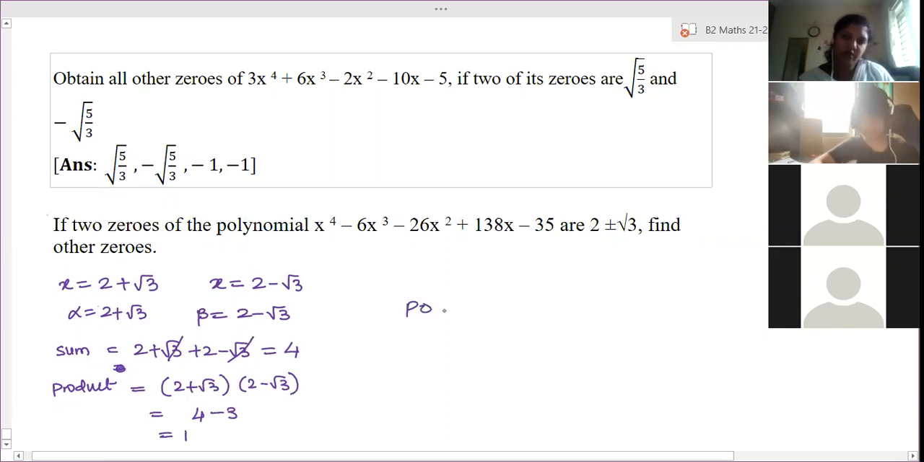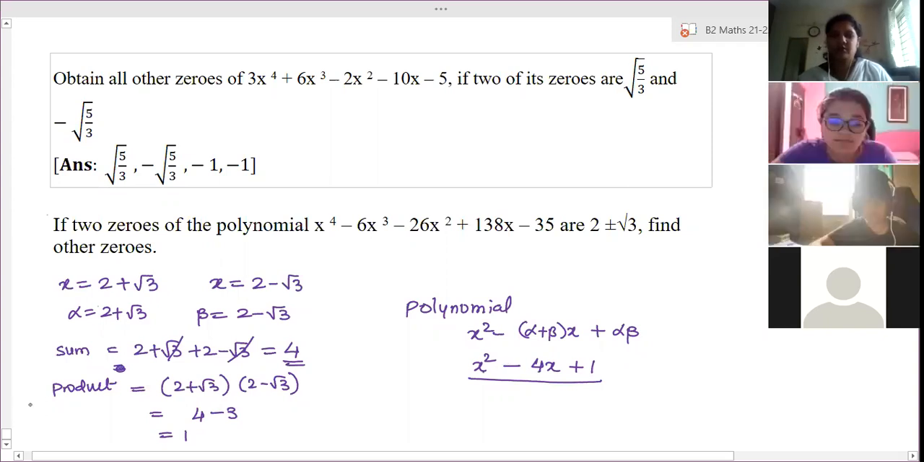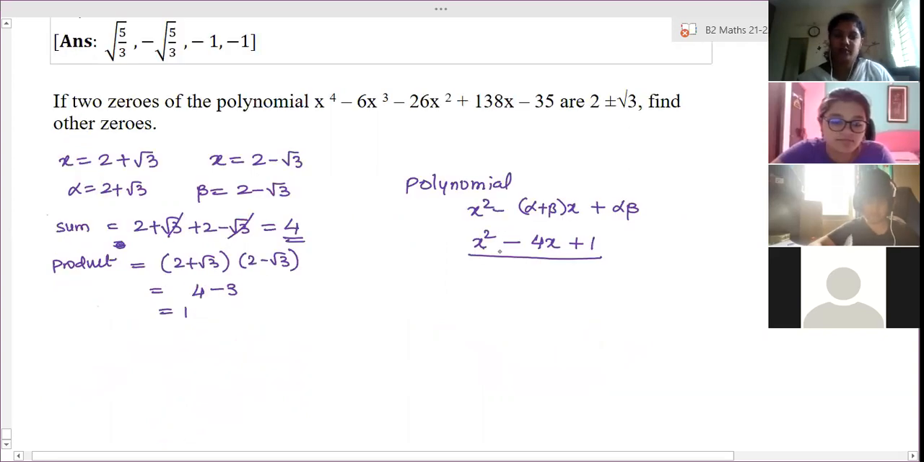So the polynomial will be x square minus sum of the zeros into x plus product of zeros. So x square minus, what is the sum? Sum is 4, minus 4x, plus product of zeros is 1. So you got the polynomial as x square minus 4x plus 1. Understood? Yes, ma'am. Now with this polynomial, divide the given polynomial.